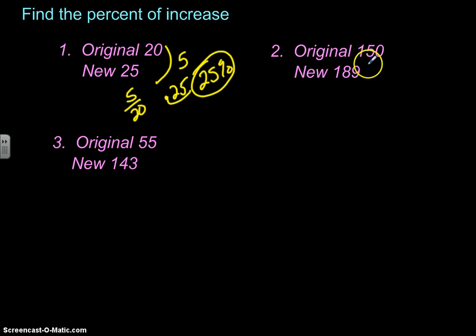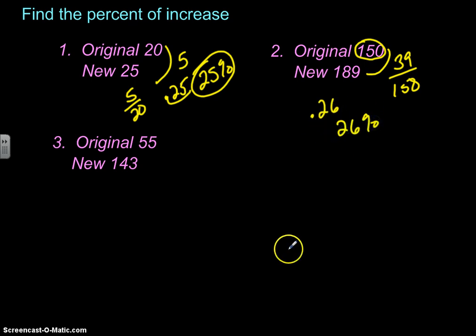Okay, let's look at this. The original is 150, the new is 189. So how much difference is that? Well, that is 39. That's the part. The whole is the original, 150. Okay, I'm going to divide 39 by 150, maybe. Let's see here. That's going to give me 0.26. I need to move the decimal to change that to percentage. It's 26%. It's a 26% increase.